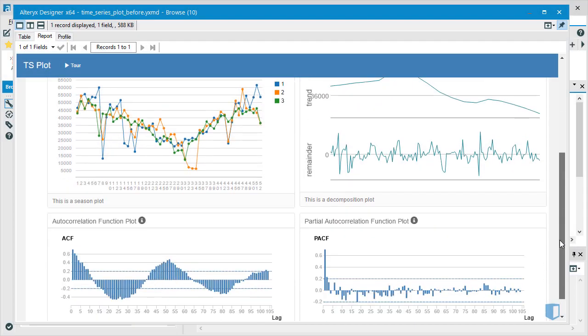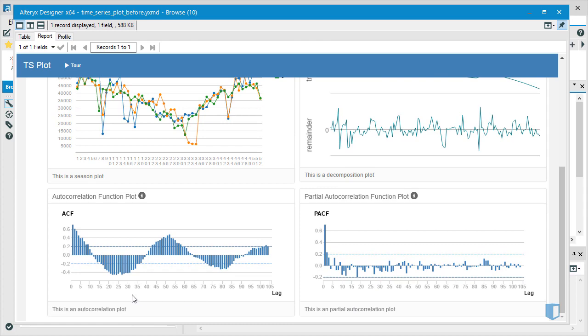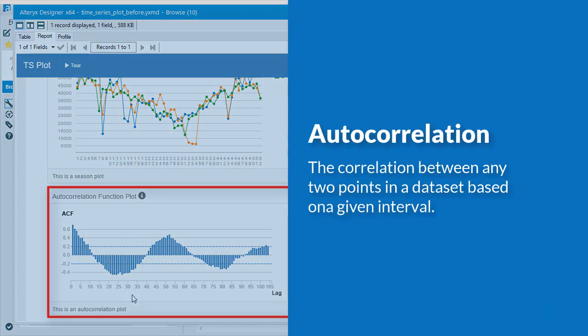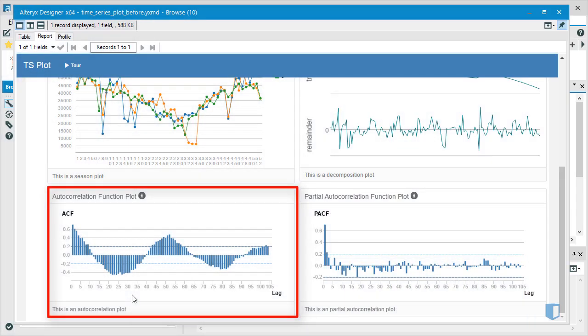At the bottom of the TS plot output, we have two panels. The first is the autocorrelation function plot. This looks at correlation between data points in the time series offset by a degree of time lag. The relationship between one observation and the observation 3 weeks prior is tracked across the entire dataset. The correlation between this data is then plotted as a bar chart between positive 1 and negative 1.